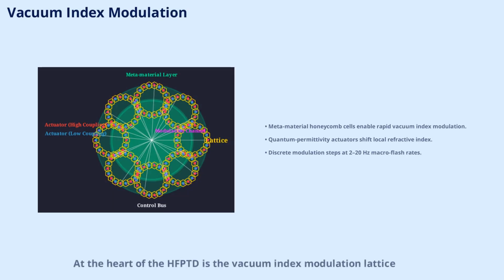At the heart of the HFPTD is the Vacuum Index Modulation Lattice. This structure consists of metamaterial honeycomb cells, each embedded with quantum permittivity actuators. These actuators can shift the local vacuum index in discrete, high-contrast steps, enabling rapid transitions between different electromagnetic boundary conditions. The modulation occurs at macroflash rates of 220 Hz, with internal microstructure operating at much higher frequencies.